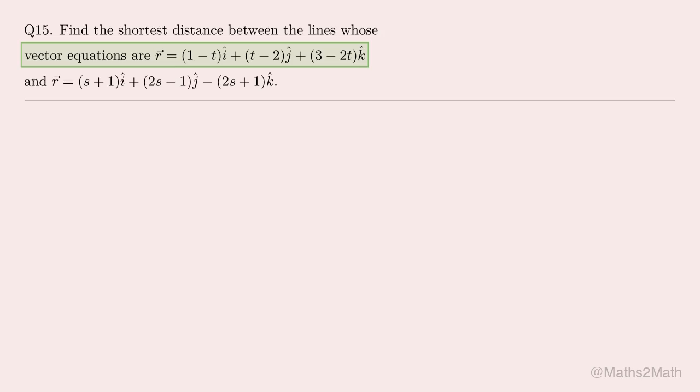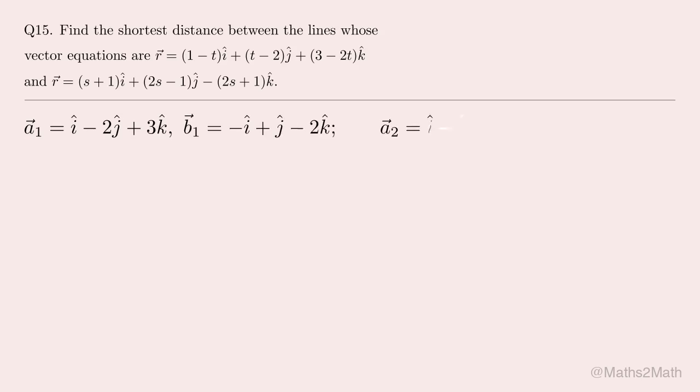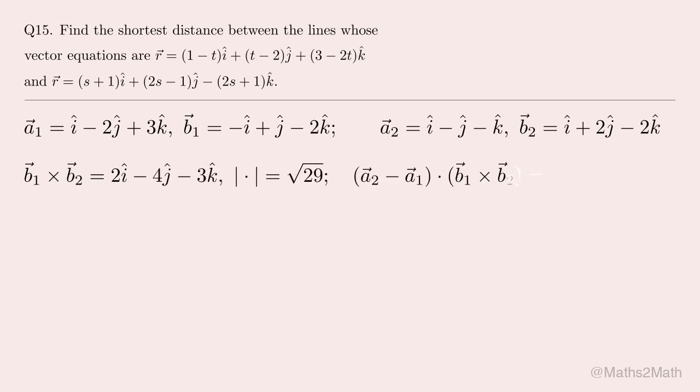Question 15, the last of exercise 11.2. Parametric disguise. Split each into point plus parameter times direction first, collecting t and s. The first line is the point 1, minus 2, 3 with direction minus 1, 1, minus 2. The second is 1, minus 1, minus 1 with direction 1, 2, minus 2. The cross is 2, minus 4, minus 3 with magnitude root 29. The gap 0, 1, minus 4 dots to 8. The shortest distance is 8 over root 29.